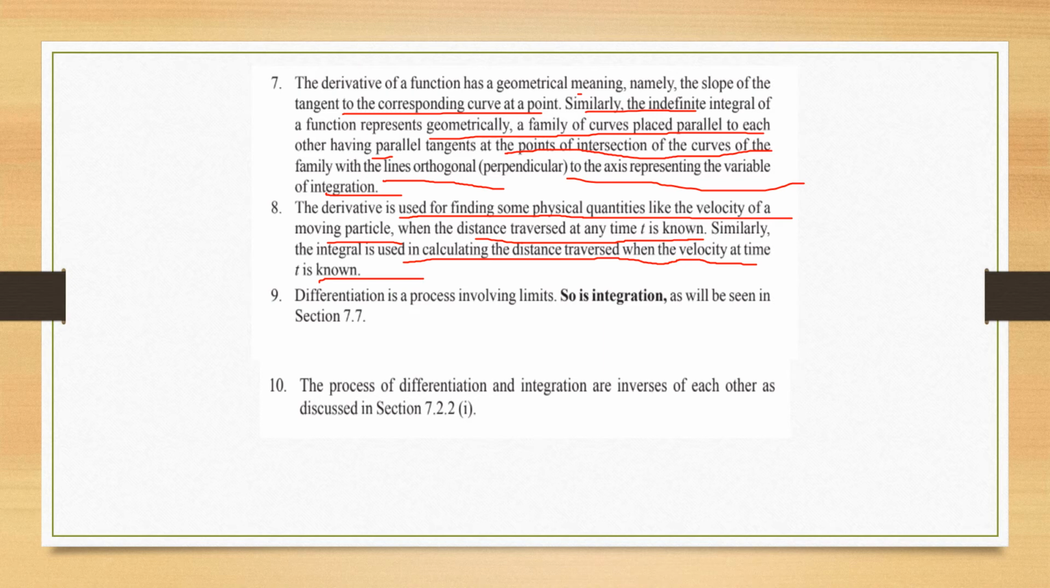And differentiation is a process involving limits. So integration is also, as we will see when we study definite integral. And the processes of differentiation and integration are inverse of each other.